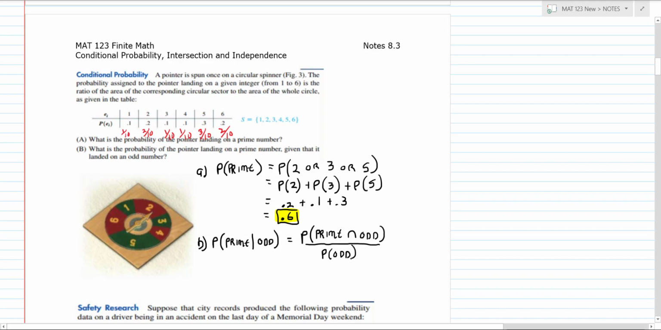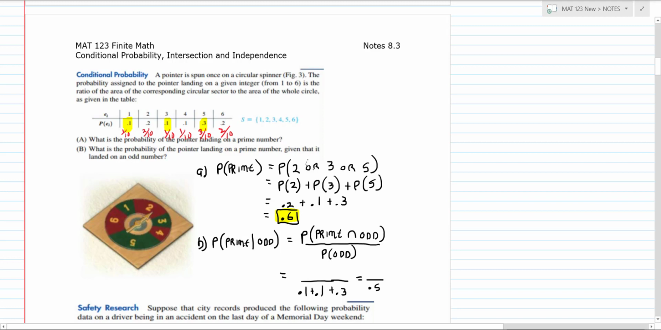So first of all, let's figure out what the probability is that it's odd. Well, the odd numbers are the 1, the 3, and the 5. So we would have to add up those numbers to get that probability. So that would be 0.1 plus 0.1 plus 0.3. So of course that would add up to 0.5.